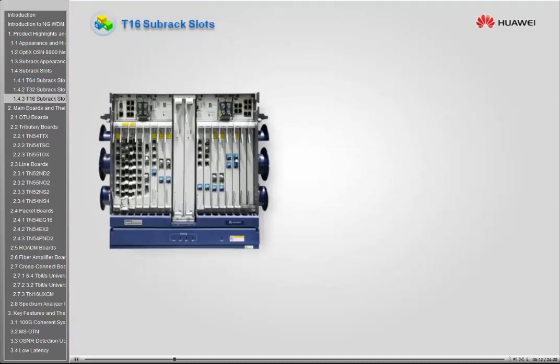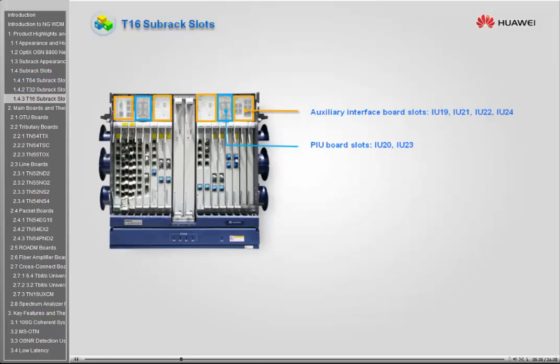This slide describes the slots inside an Optics OSN 8800 T16 subrack. As you can see, 2 PIU board slots are present. They are used to hold 2 PIU boards in 1+1 backup. These 4 auxiliary interface board slots are reserved to house EFI, AUX, and ATE boards, and the 2 cross-connect and system control board slots are used to hold 2 cross-connect and system control boards in 1+1 backup.